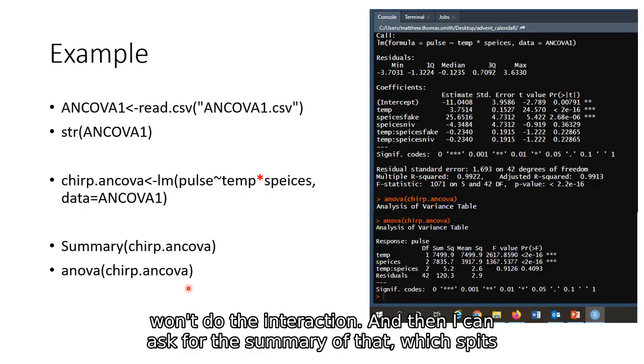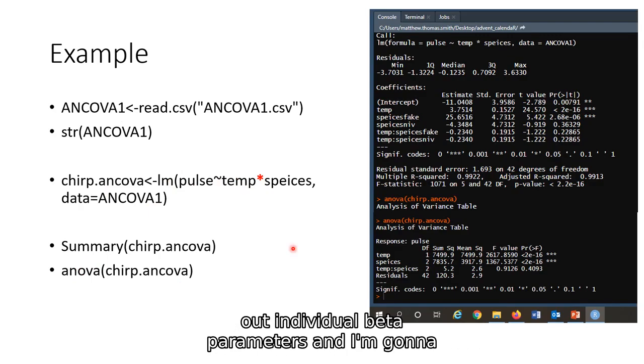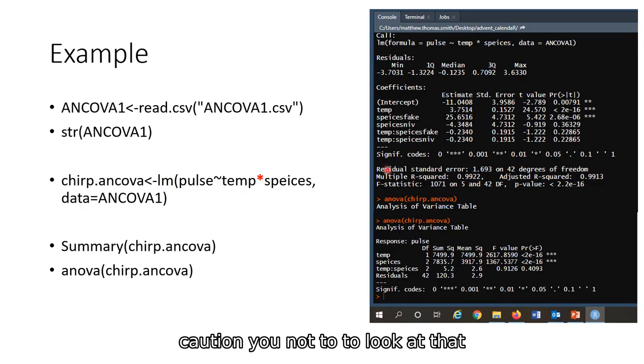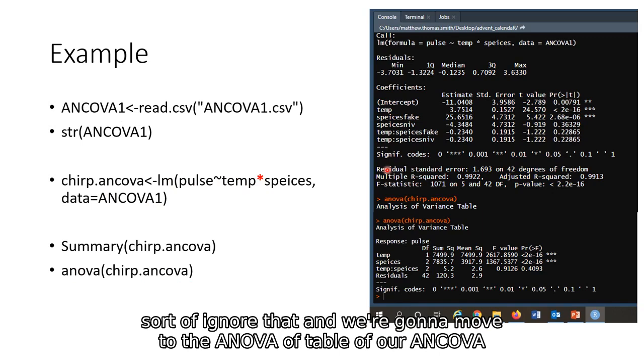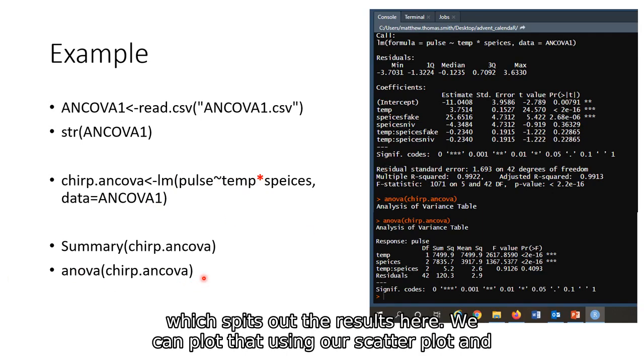Okay. And then I can ask for the summary of that, which spits out individual beta parameters, and I'm going to caution you not to look at that too much now. Certainly that's important information, but at our level we're going to sort of ignore that, and we're going to move to the ANOVA table of our ANCOVA, which spits out the results here. Right?